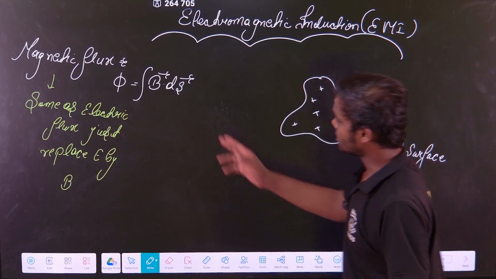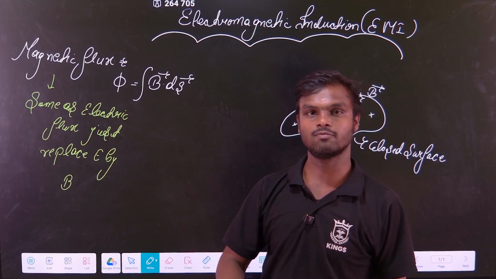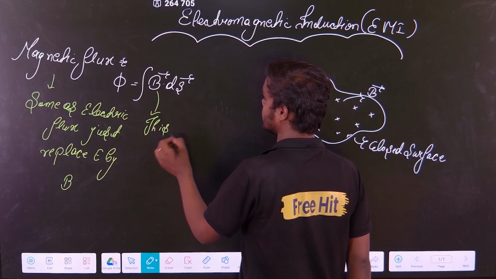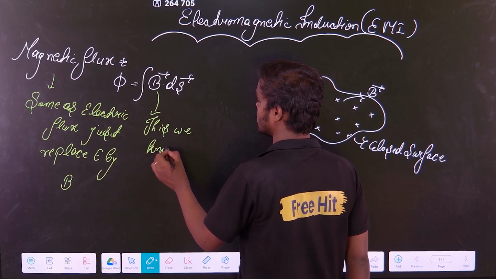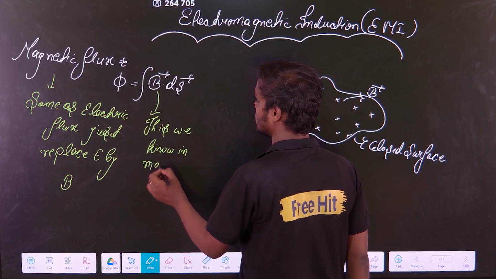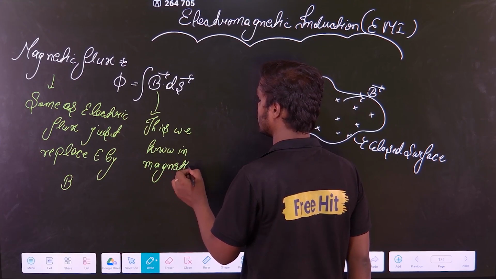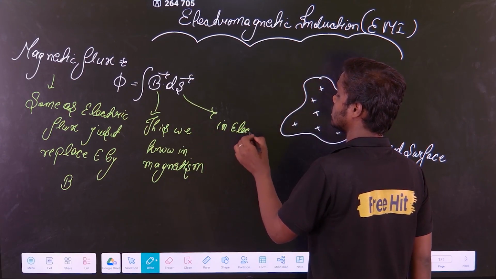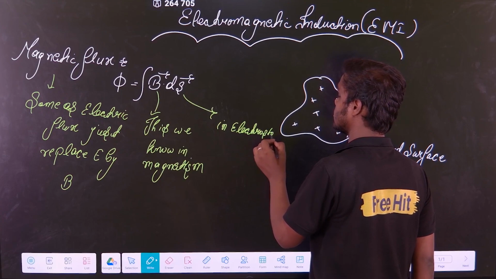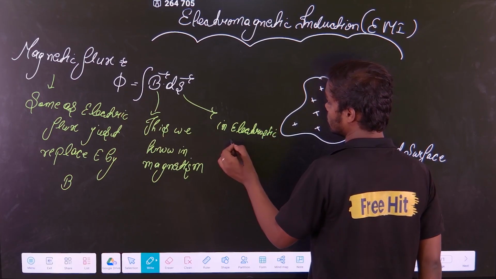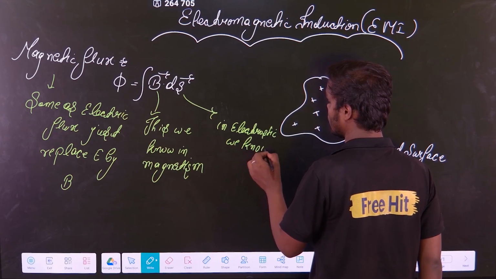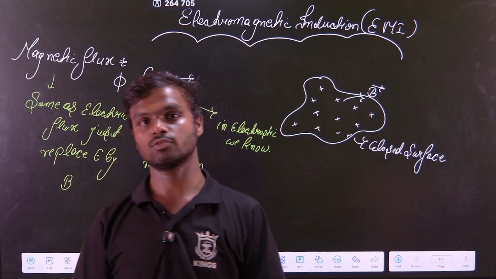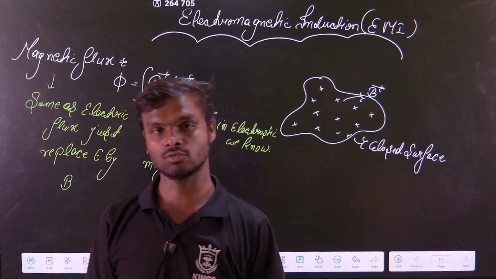Now regarding B, we have learned how to calculate B for different geometries in the last chapter. In magnetism we have learned about this, correct? I hope everyone agrees. In electrostatics we know about this. What is the area vector? In electrostatics we know about this. That's why I took so much time to cover electrostatics, because a lot of concepts that will be used in further topics are taught in electrostatics only.